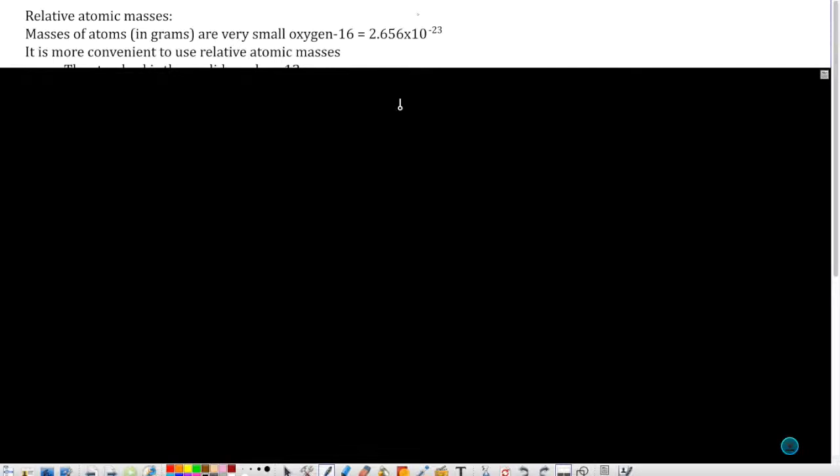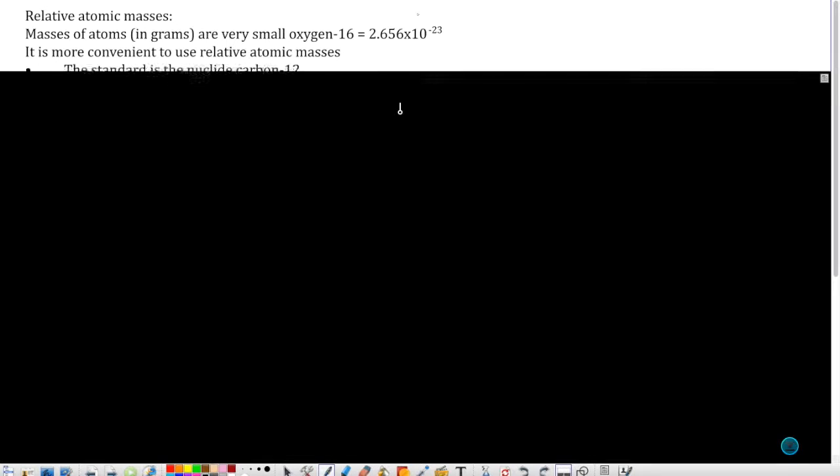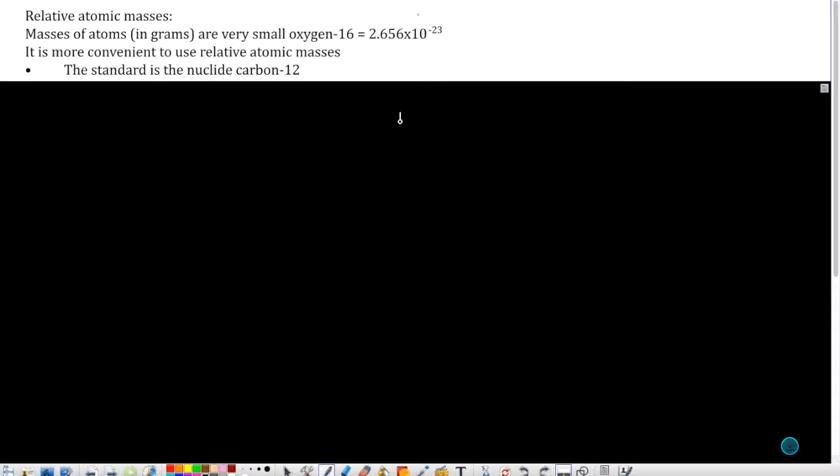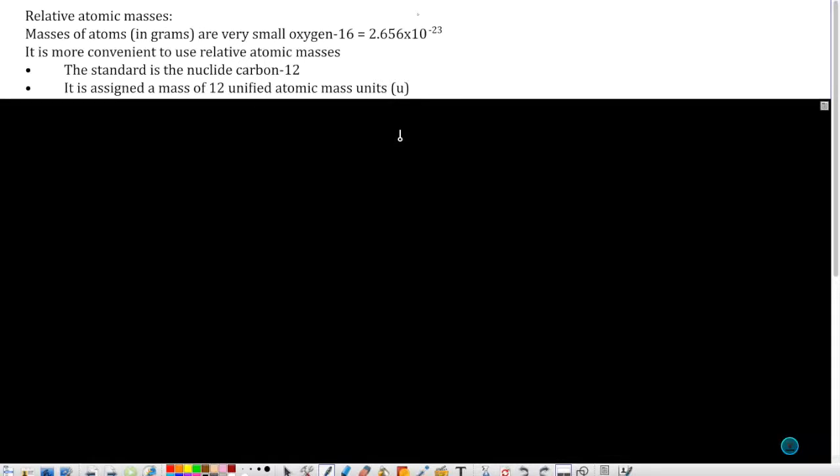So we have to define a standard, and then we can make everything relative to that standard. The standard that we're going to use is the nuclide carbon-12. Scientists selected that for a variety of reasons, which aren't really that important. Just remember that the nuclide carbon-12 is the standard. It is assigned a mass of exactly 12 unified atomic mass units.